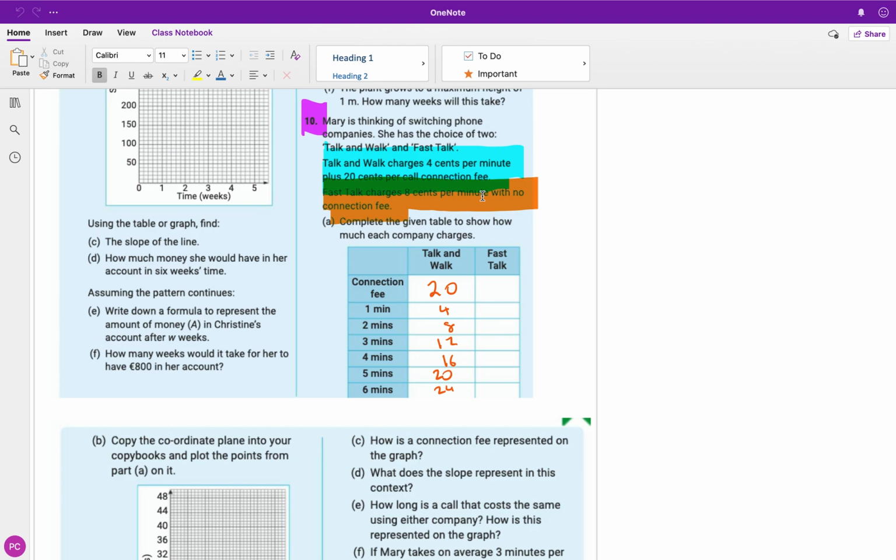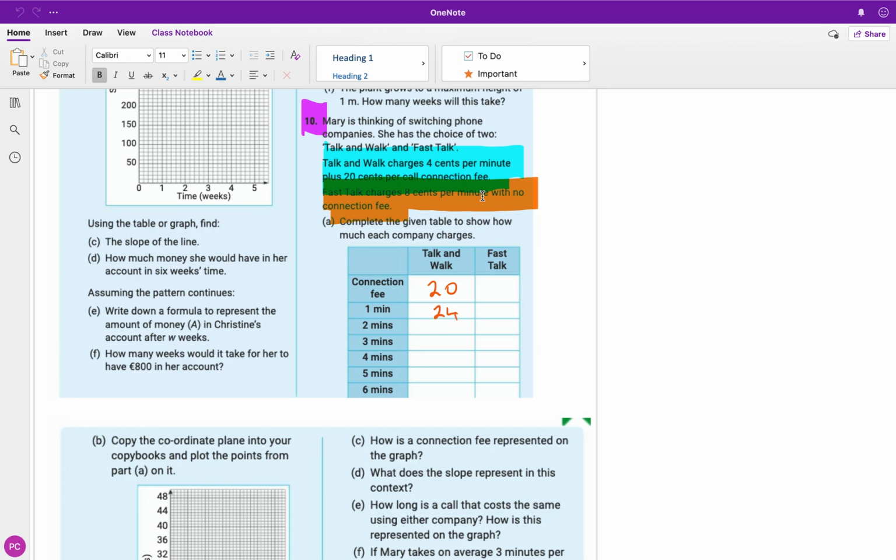Am I right there? Talk and Walk, 4 cents per minute plus 4 cents per minute. Okay, nope, that's wrong. I'm adding them up. I should be adding them on as opposed to putting them in separate. So if we have a 20 cent connection fee, then for 1 minute of calls, we'll add them up as opposed to putting them in separate. We'll have to add them at the end.